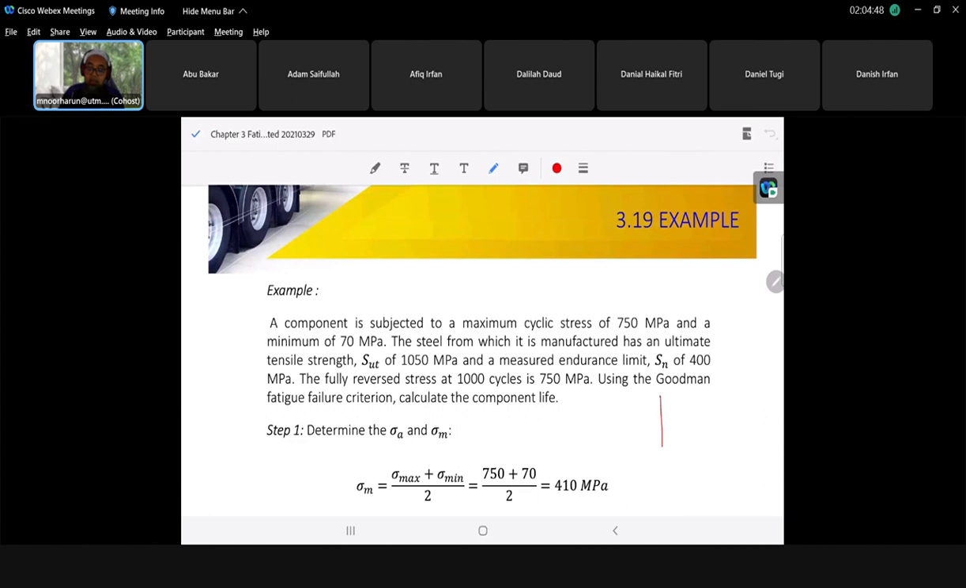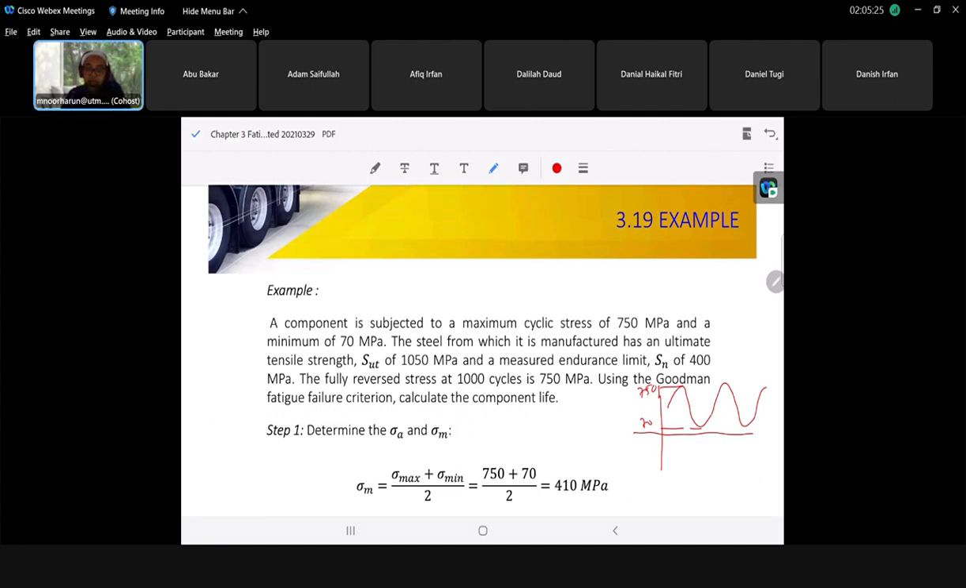So dia ada macam ni lah. Kita buat. So you ada. So this is 750. This is minimum 70. 750 maximum, minimum 70. Okay.